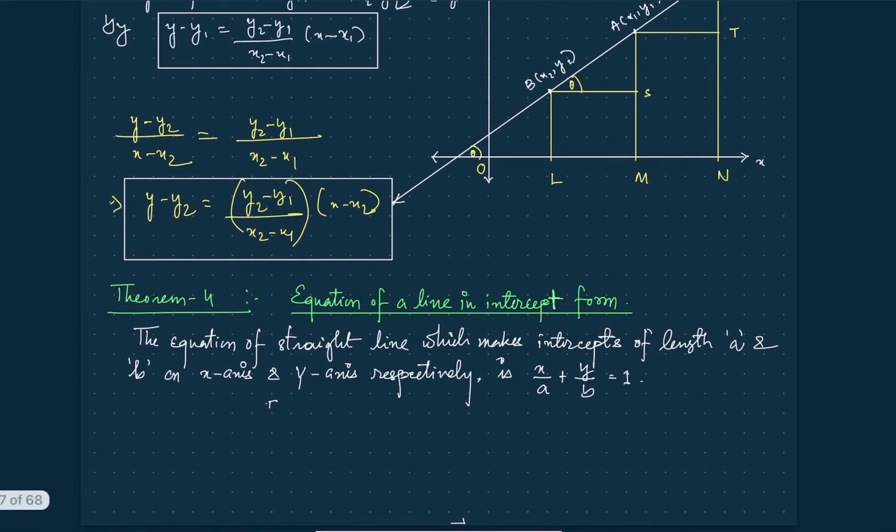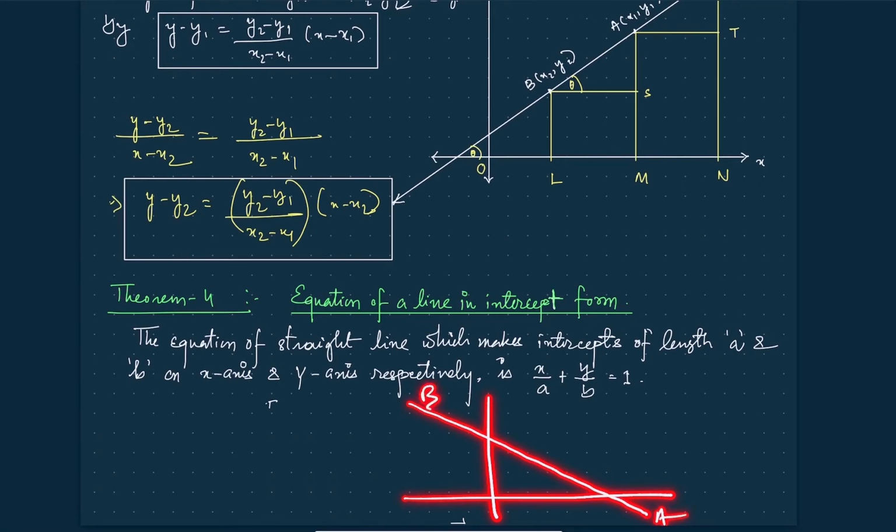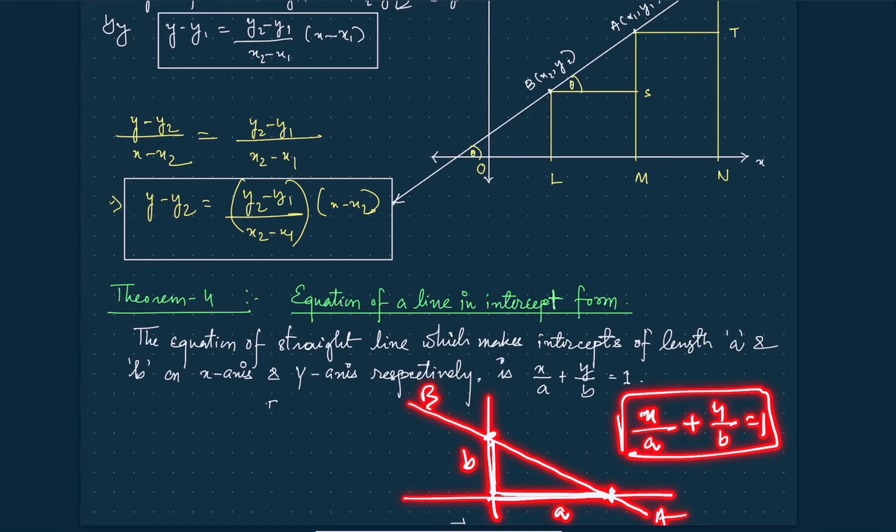Next, the equation of a line in intercept form. Suppose this is a rectangular coordinate system, and this is a straight line through points A and B. This length is a and this length is b. Then the equation of the line will be x by x-intercept plus y by y-intercept, that is x by a plus y by b, equal to 1.